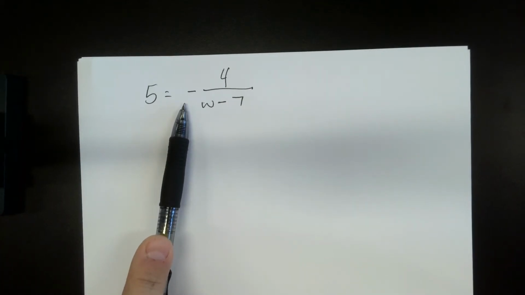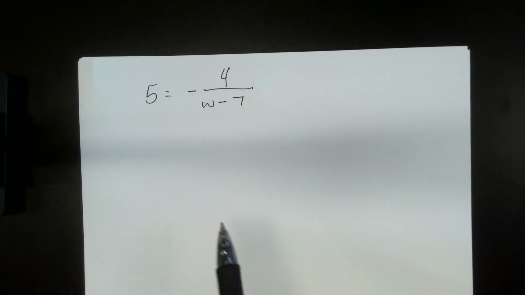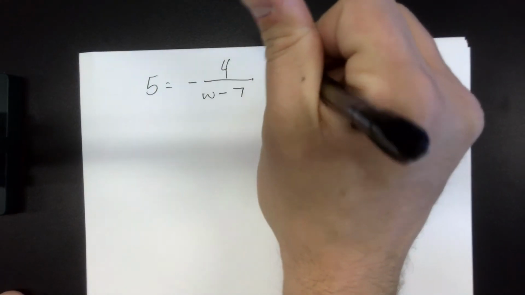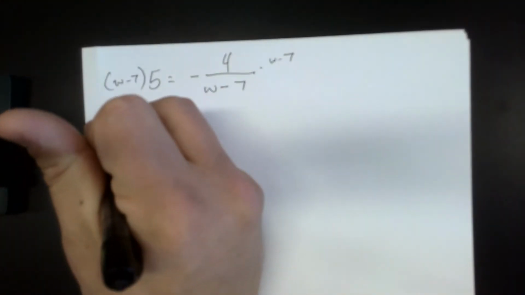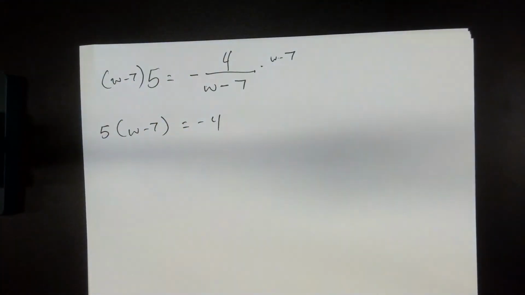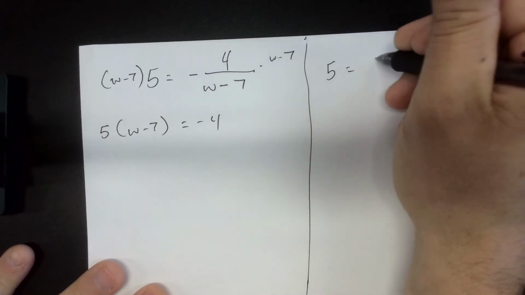So there's a couple different ways you can deal with it. One, we could times w minus 7 to both sides. Right? So I'm going to show you a couple different ways we can do it. We could times w minus 7 to both sides. That's the first way, which then we have 5 times (w minus 7) equals negative 4. And you can solve it doing that. Or another way you can solve it, does anyone know another way we can deal with this?